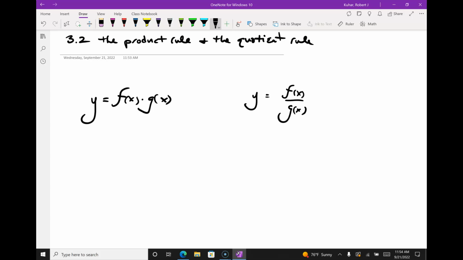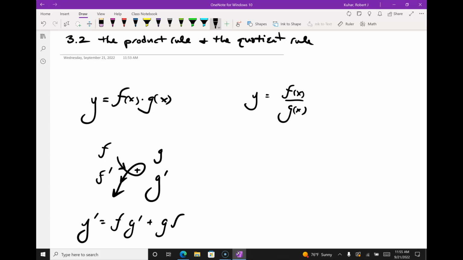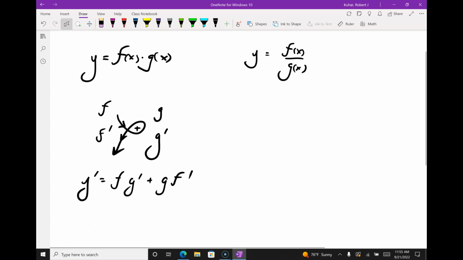It's just a theorem, and I'll prove this theorem to you as well. I want to think about the function f and its derivative f prime, and the function g and its derivative g prime. Then I follow my arrows with a plus sign in between to get y prime is f g prime plus g f prime. So if I follow that arrow, I get that first f times g prime.